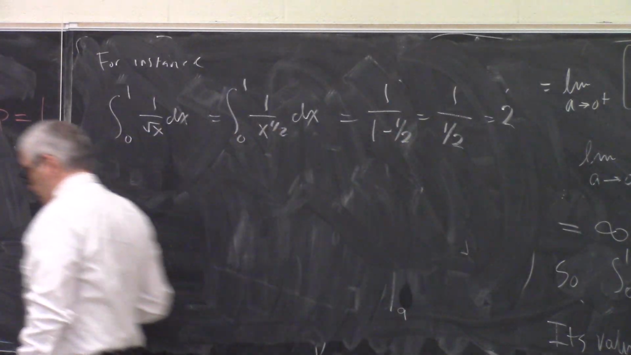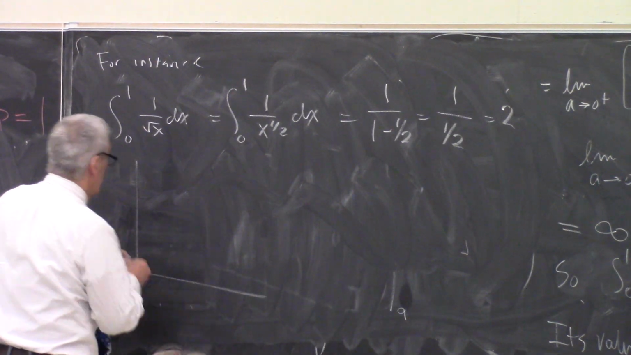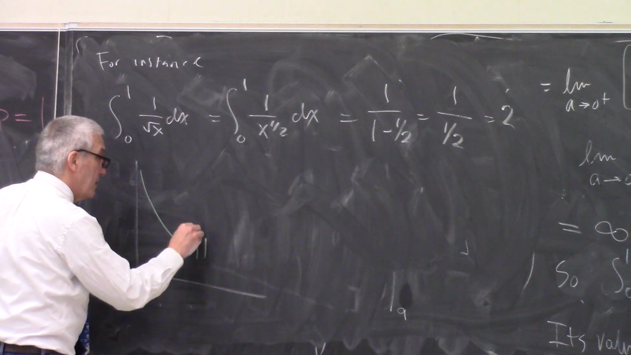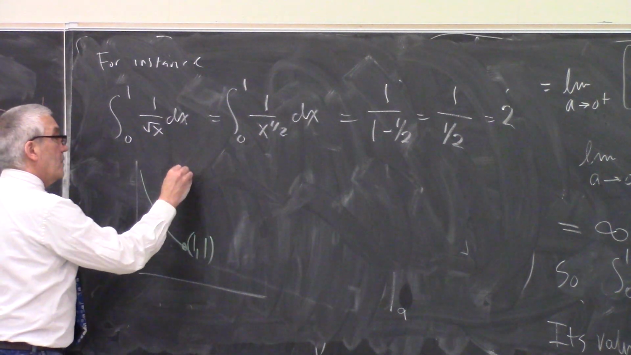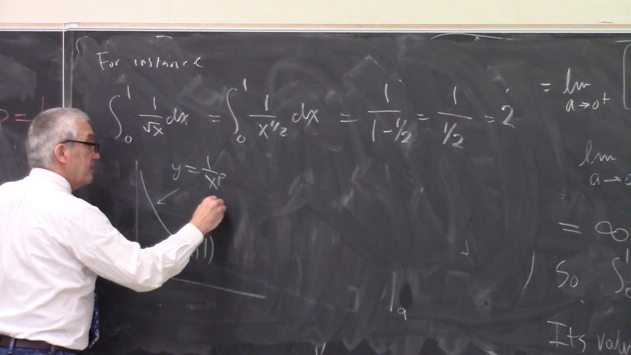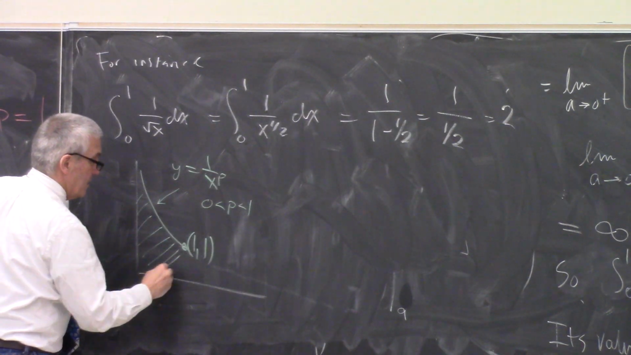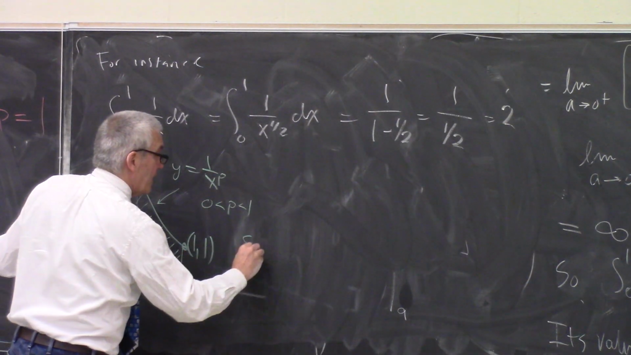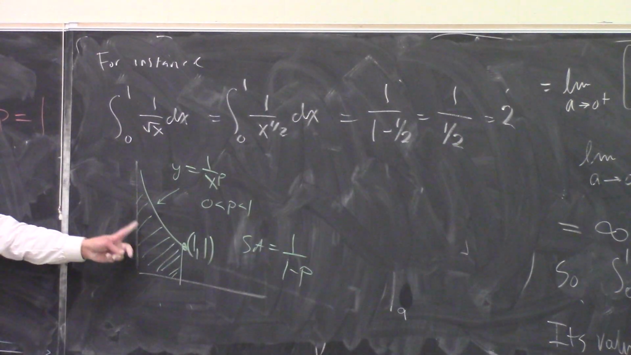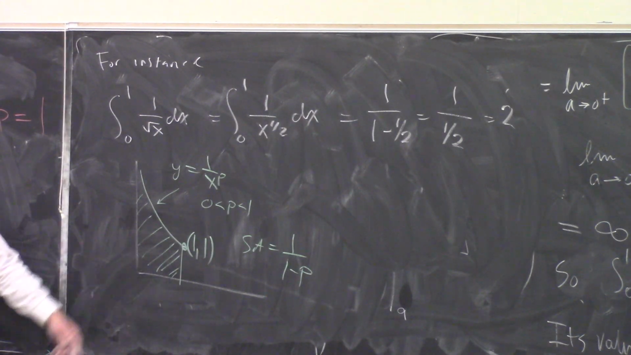So in our picture, I'd have a green graph. I'm going to go back to just the generic one. So here's the graph of y equals 1 over x to the p, where p is some number between 0 and 1. And this signed area is 1 over 1 minus p. That's really cool. The graph shoots up to infinity there, but the area is a number.